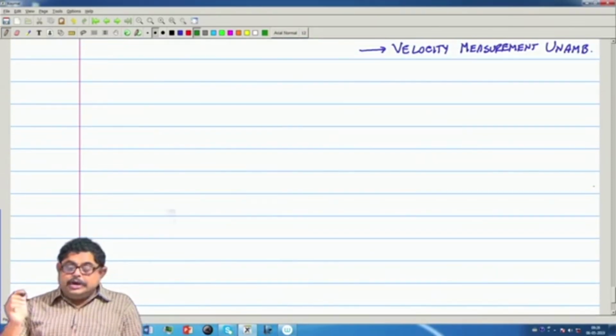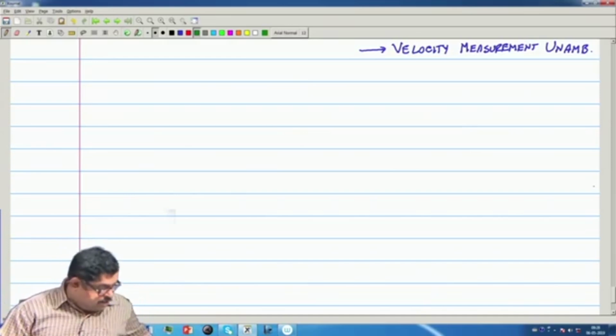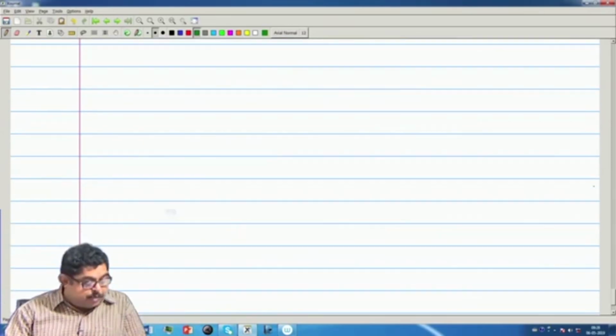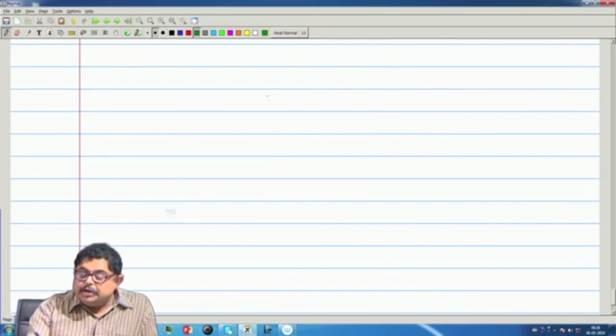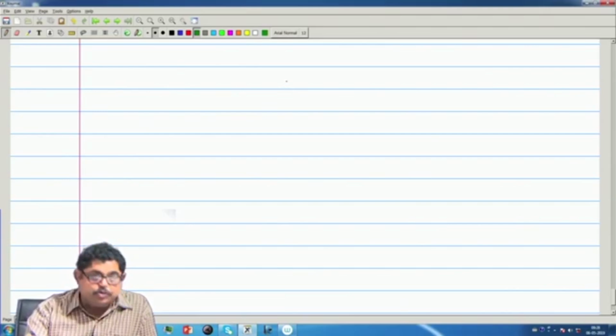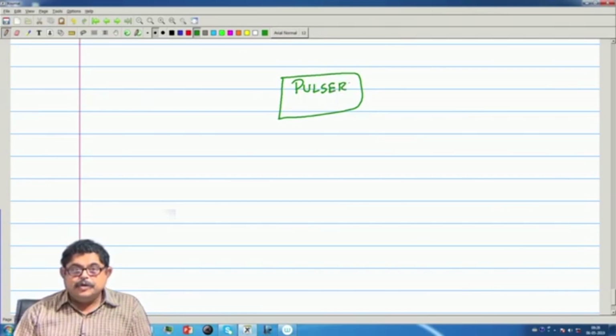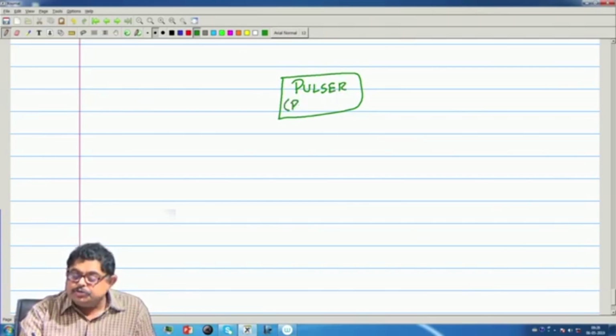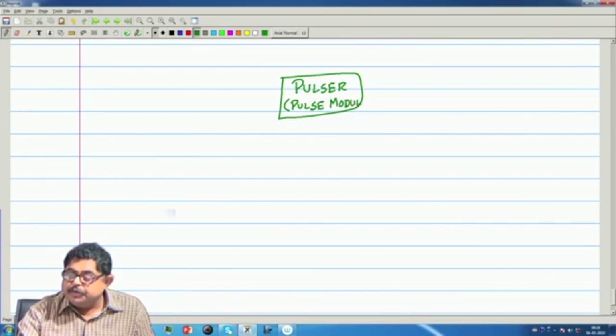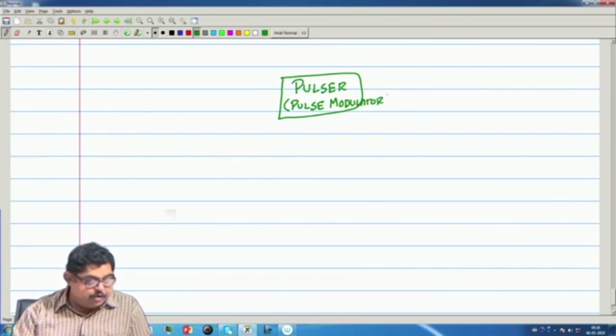So, let us see. Now we know that obviously we will have to have a pulse modulator. So, we will see the pulse modulator in the transmitter portion of the radar. So, we require a, generally radar people call it pulsar. Actually, you should know it is nothing but our so called pulse modulator, what we discussed in the simplified diagram.